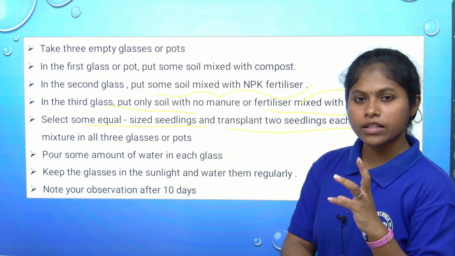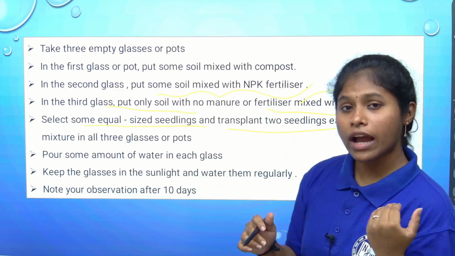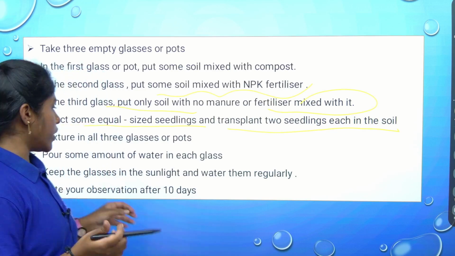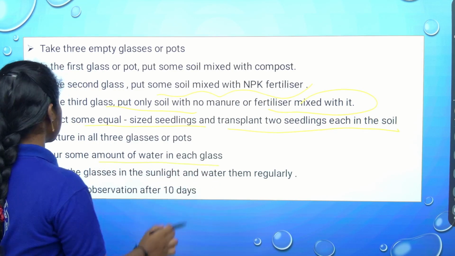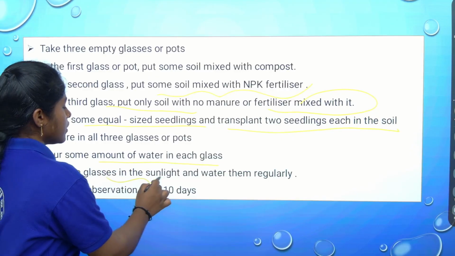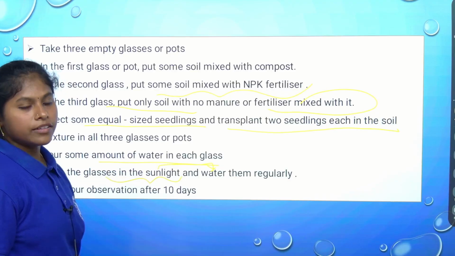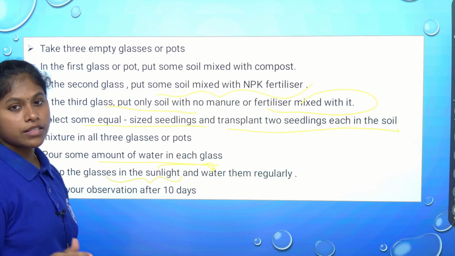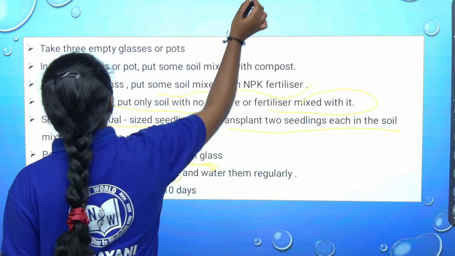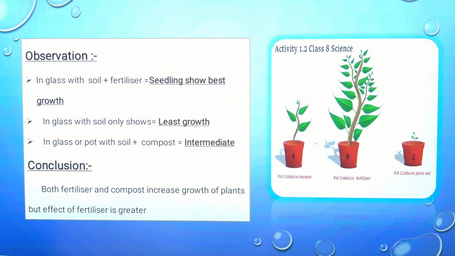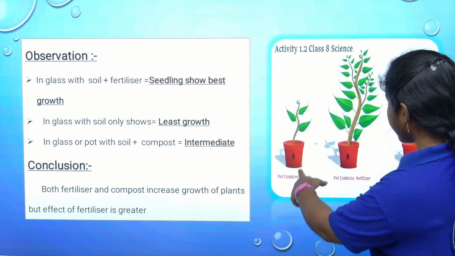So after the seeds grow, I kept one after the other. We have to observe which plant is growing. I am pouring some water to it each day. Right children? Keep the glass in sunlight. For growth and development, the plant requires water and sunlight. Right children? So note your observation after 10 days. So after 10 days, what we observed, see here, this is the pot that contains manure.